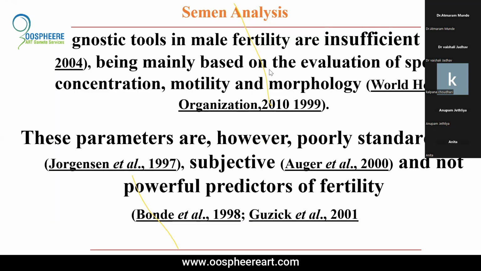Now, semen analysis alone is insufficient, being based on evaluation of sperm concentration, motility, and morphology, which are poorly standardized because they keep changing. They are subjective, meaning I may find the count 5 million and somebody else may find the count 2 million or 3 million or 8 million, and these are again not a powerful predictor of fertility.